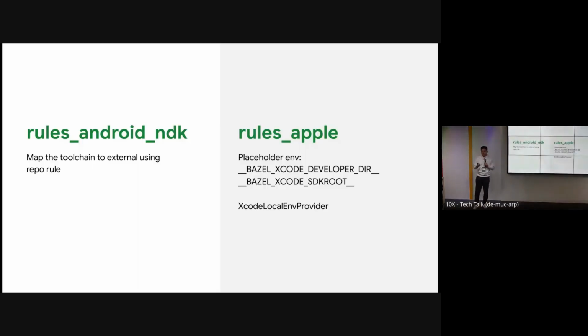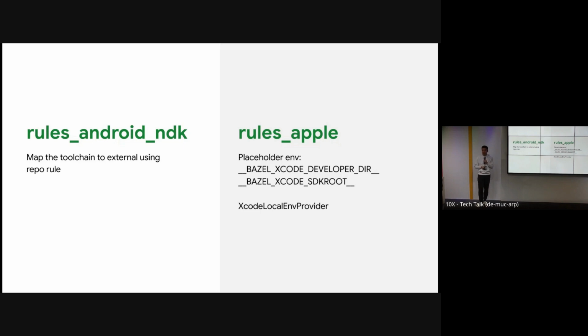Of course, this can be handled better. rules_android_ndk and rules_apple actually demonstrated two different ways for this. So rules_android_ndk uses a repo rule to map the locally installed toolchain into external repositories.